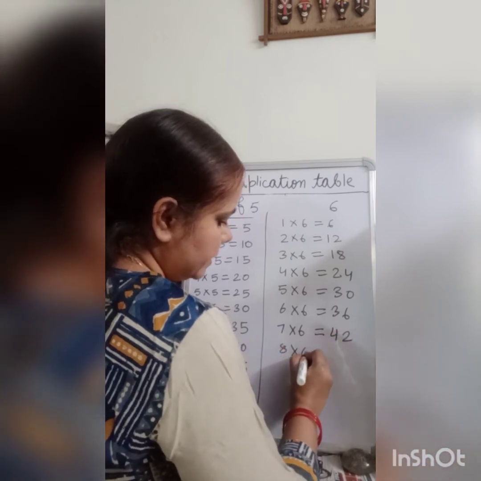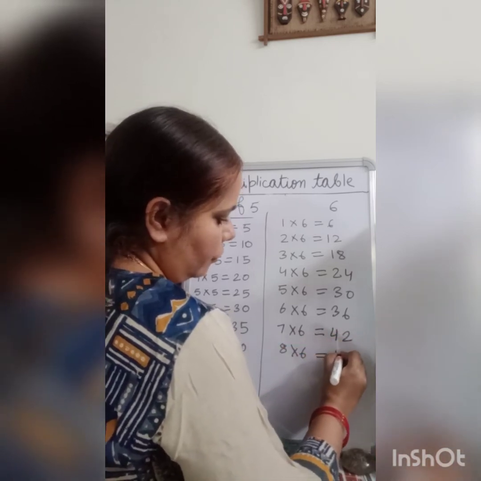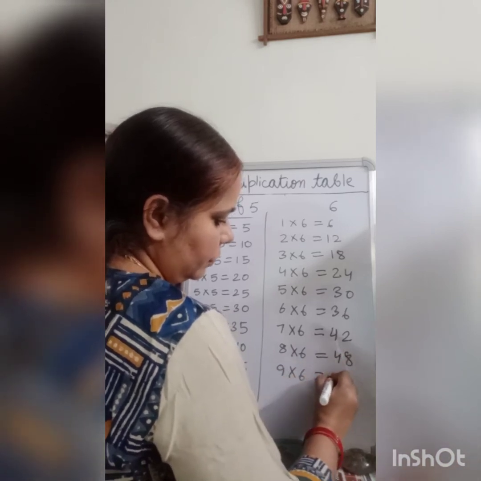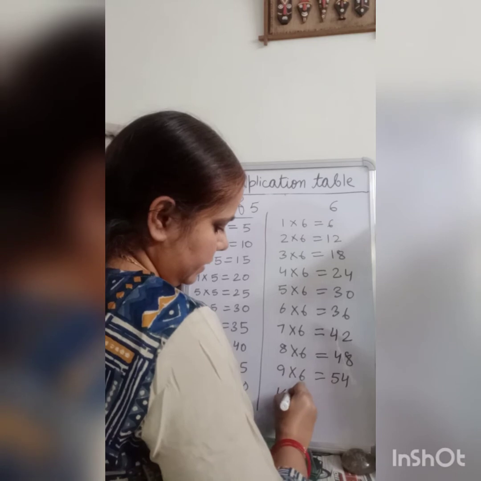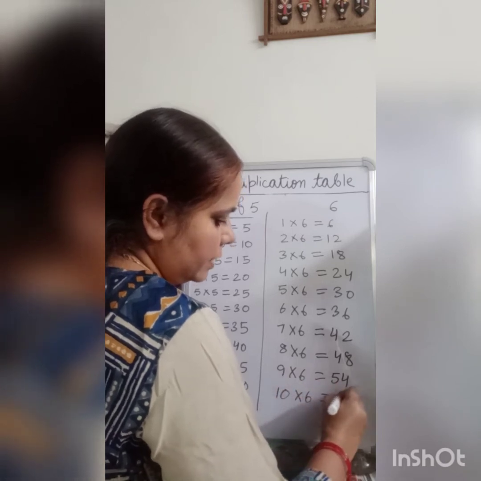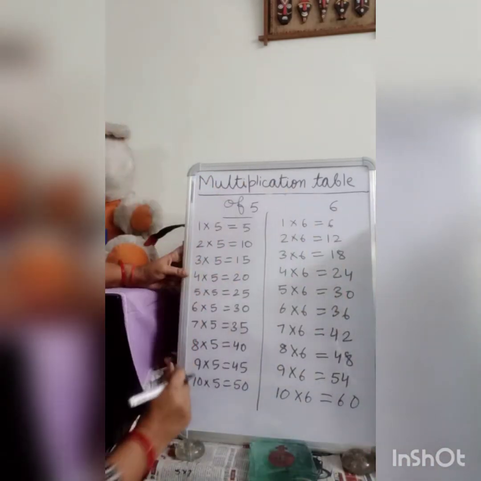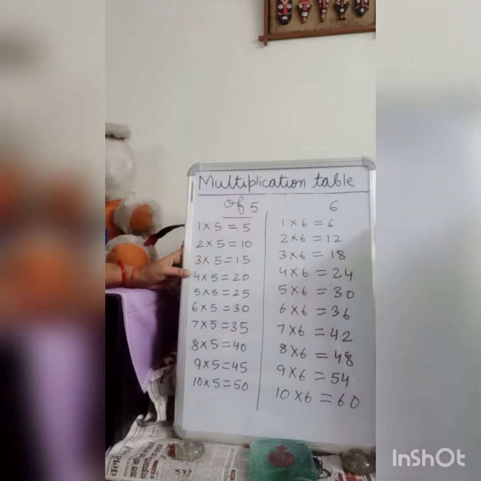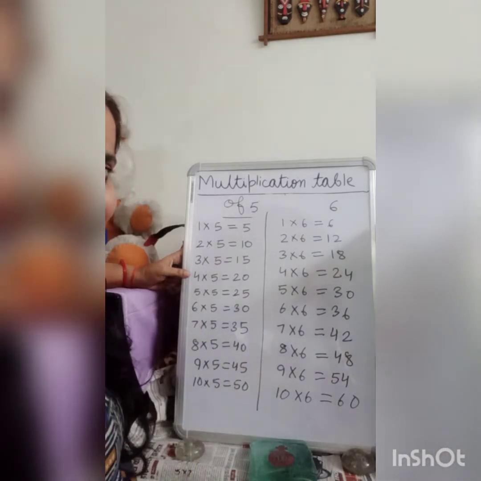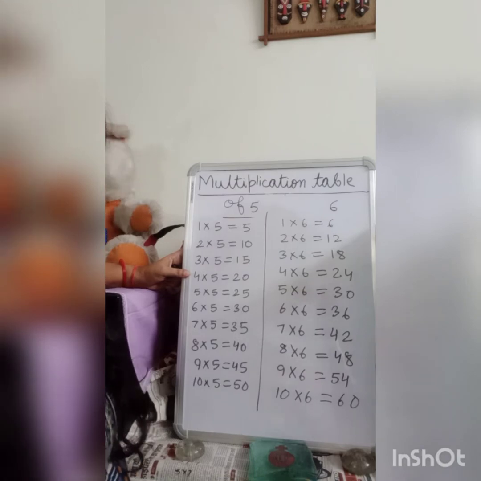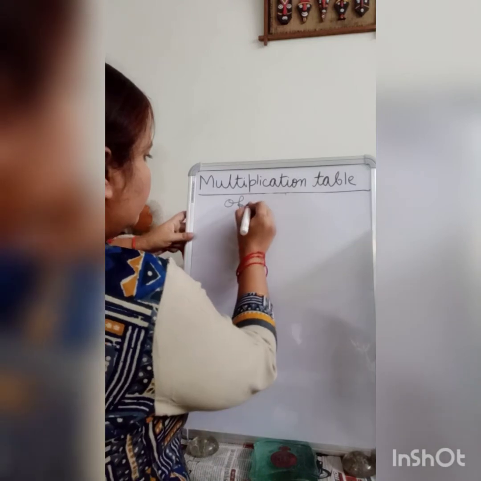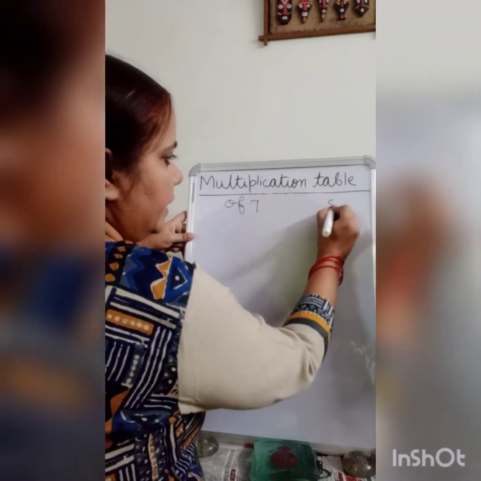8 times 6 is equal to 48. 9 times 6 is equal to 54. And then 10 times 6 is equal to 60. This is the table of 5 and 6. You all are going to copy it down in your copy, and then you all have to learn it also. Is that clear? And then we will write the table of 7 and 8.